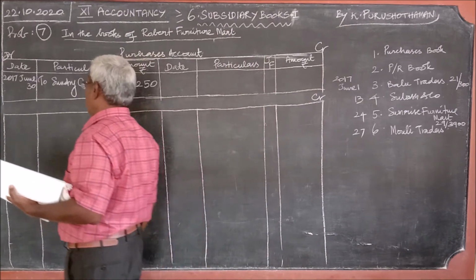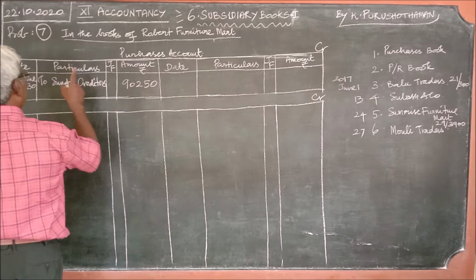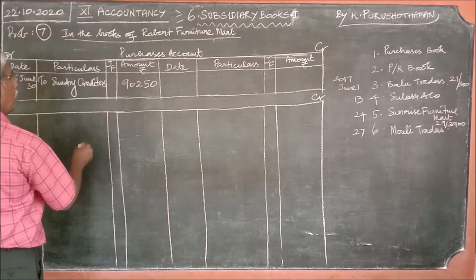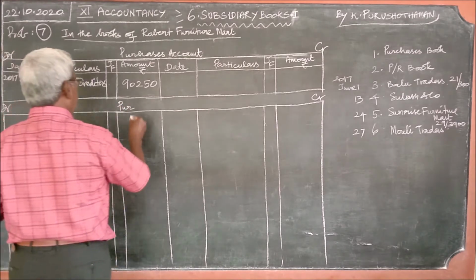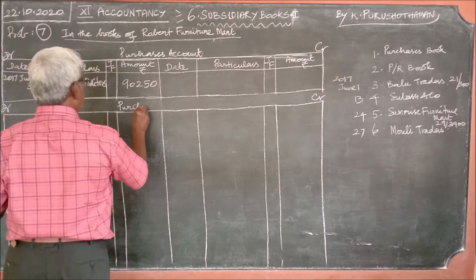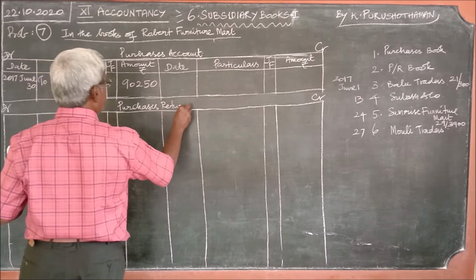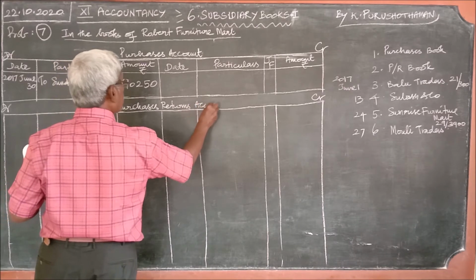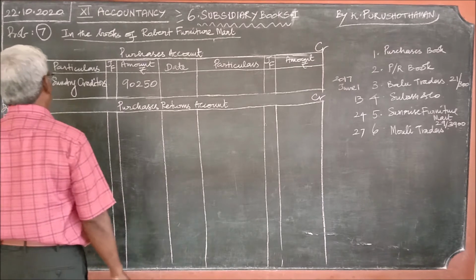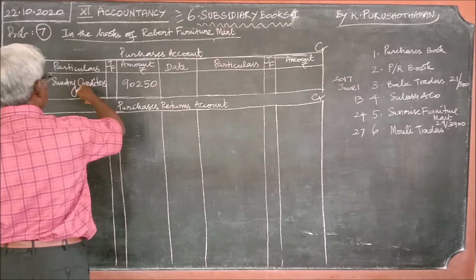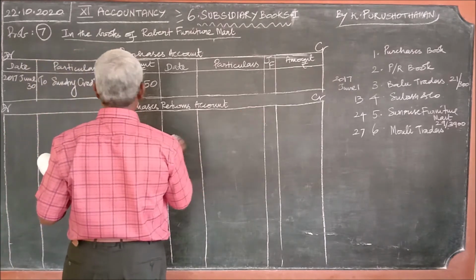Creditor, debtor. I think I need not write the date, particulars, journal folio, amount, the same columns. We shall post the entries in the Purchases Return account. Here for purchases, the entry is on the debit. For purchases return, the entry will be on the credit.